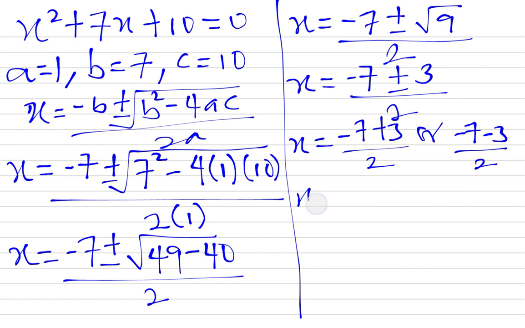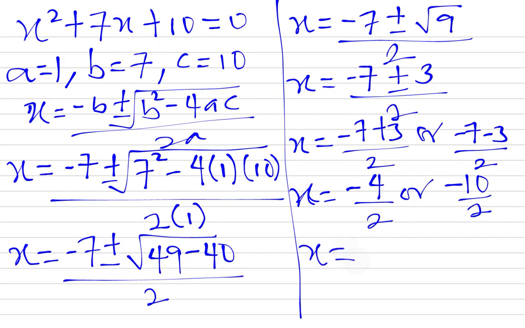So this will now become x equal to minus 7 plus 3 that will give us minus 4 over 2, or minus 7 minus 3, that will give us minus 10 over 2. So our x here will now be minus 2 or minus 5, because 2 here 1, 2 here 2, 2 here 1, 2 here 5. Are you seeing that now? So that is how we got our answers to be minus 2 or minus 5.